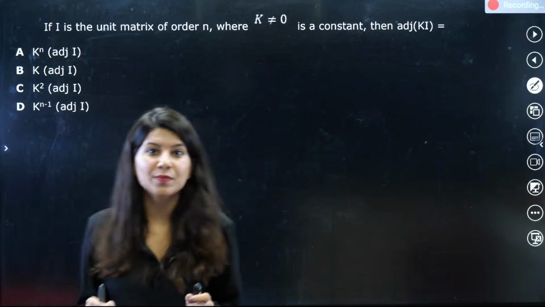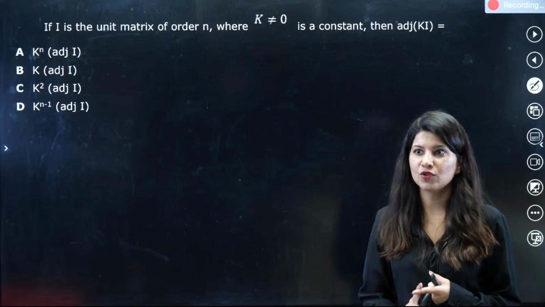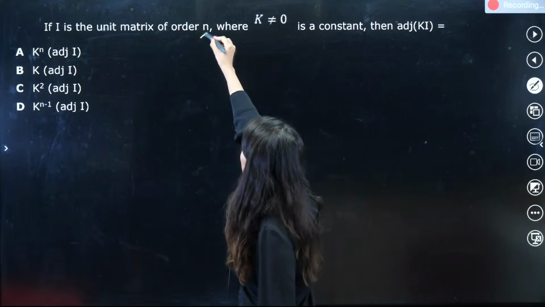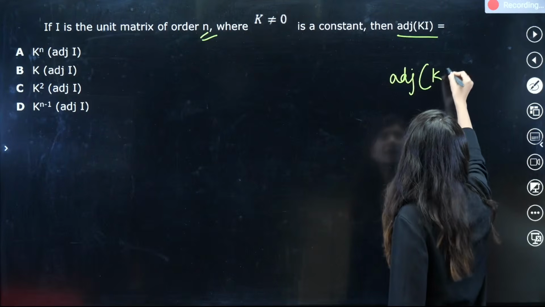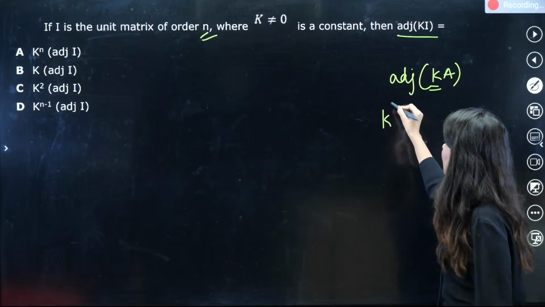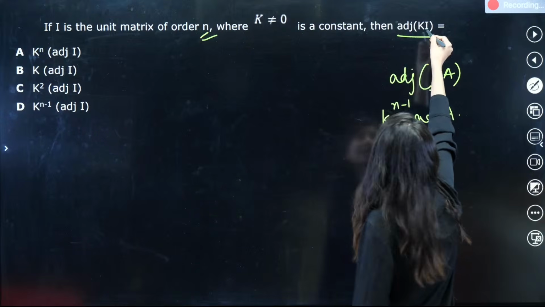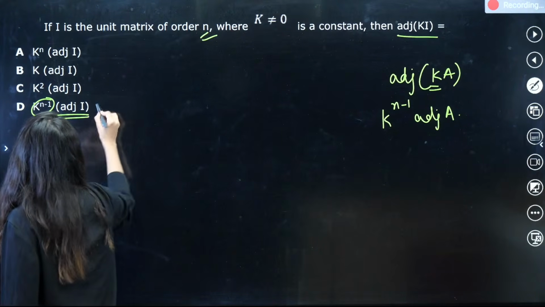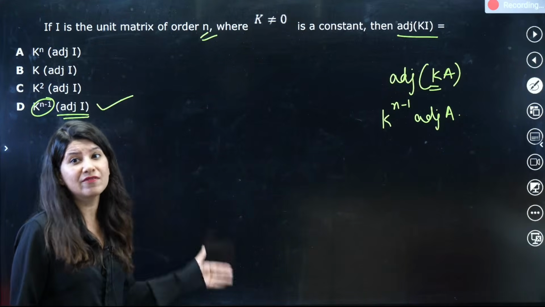Now this type of question is based on the matrices property. The matrices property is important for both your VITEEE and SRMJEEE. Can you clearly see, if I is the unit matrix of order n and k is non-zero, then what about this? Whenever a constant is stuck inside the adjoint, we have to bring it out by keeping the power n-1 on adjoint A. This is the property. So over here this is the adjoint of kI. So k will come out with power n-1 and adjoint A will be the same, option D. If you know the property, these types of questions can be done within 5 seconds.